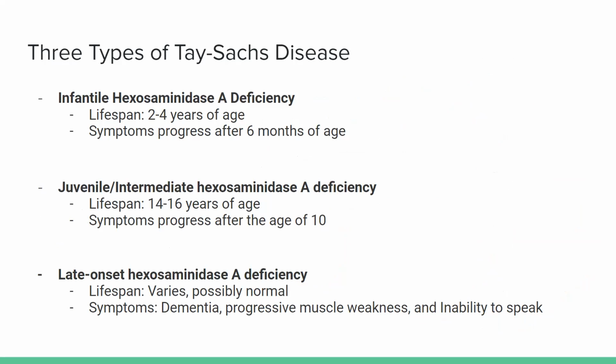And then the most rare kind is called late onset. It depends on when it onsets within your age how bad the disease will be, because the lifespan can actually be normal if it onsets very late in life. And since the symptoms include dementia, muscle weakness, and inability to speak, a lot of the time it's actually accidentally misdiagnosed as Alzheimer's.